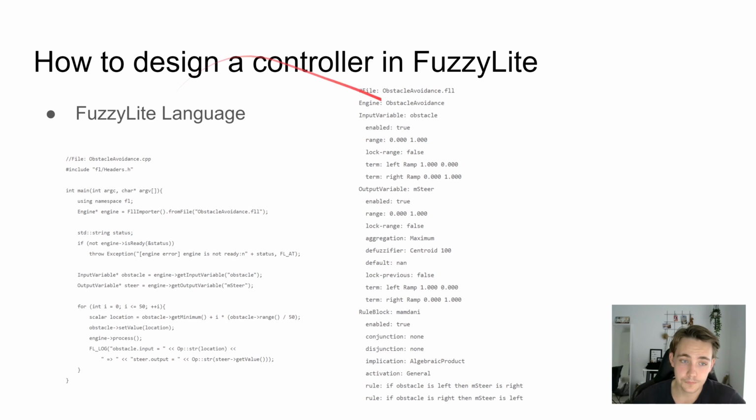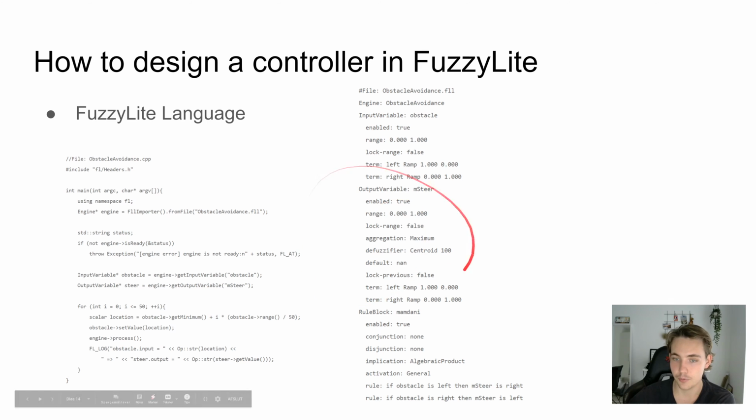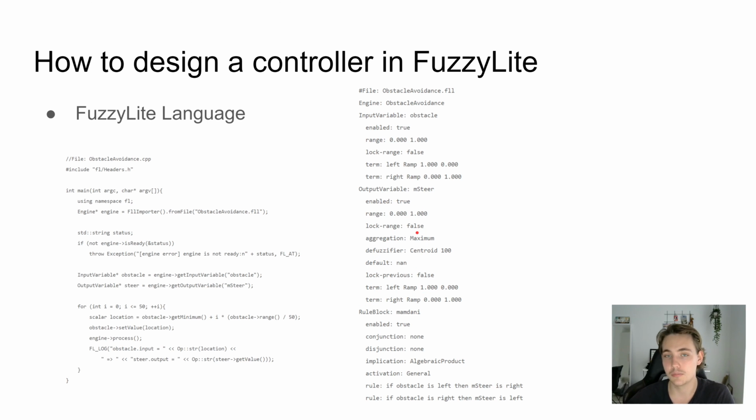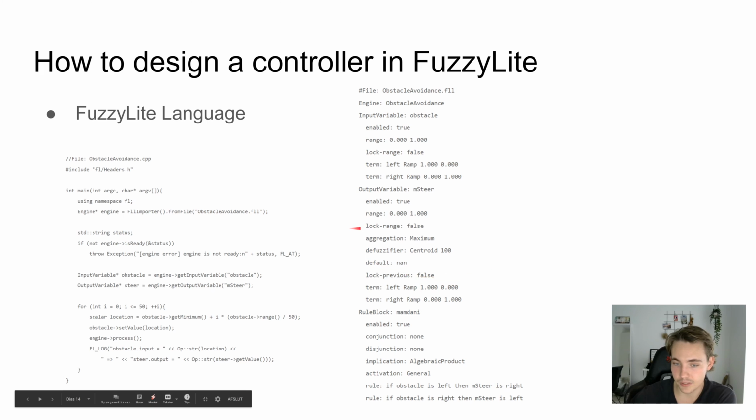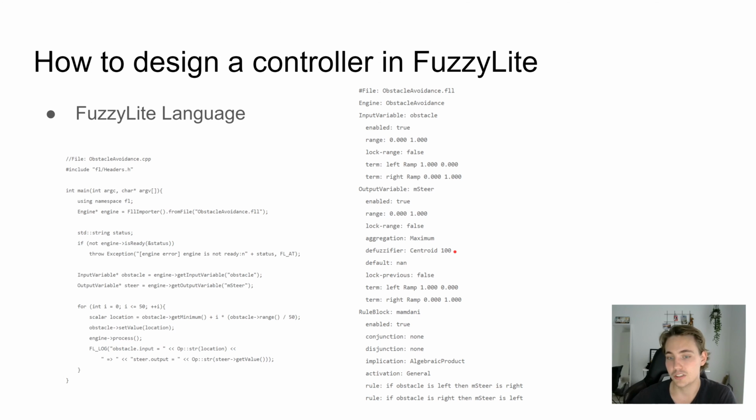So in FuzzyLite here, we have the code, or the language, over here, where we have an input variable which could be an obstacle, and then we set up the range for the obstacle here, and then we need to specify our term. In this case we're using a ramp to specify our input variable, and then we need an output variable where we want to steer some kind of car or robot if some obstacles occur on the left or right. And then we specify our defuzzifier, where we're using Centroid, which is the center of gravity.